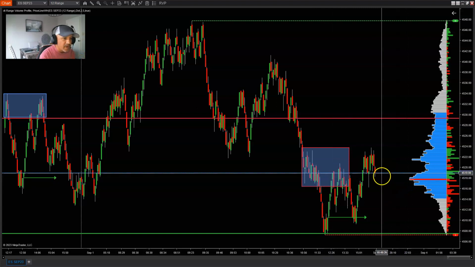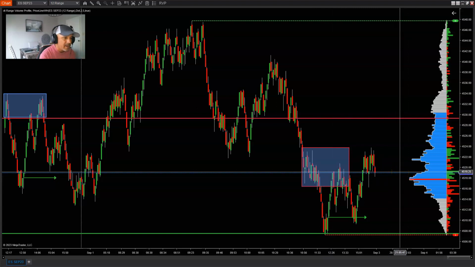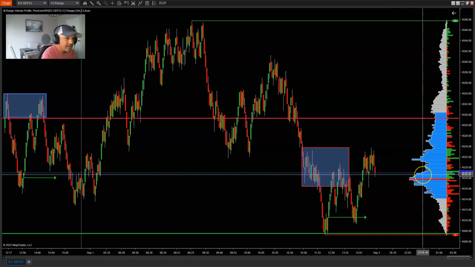Here, even on the 12 range, we're back where? Above the high volume area. Above the high volume area right here, at the upper edge of this high volume node, okay? So I'm looking for interest to go short, okay? All right, confluence, 24, 12 range.